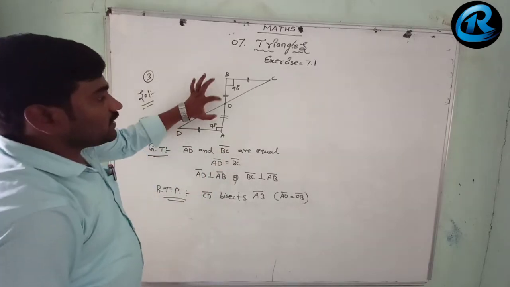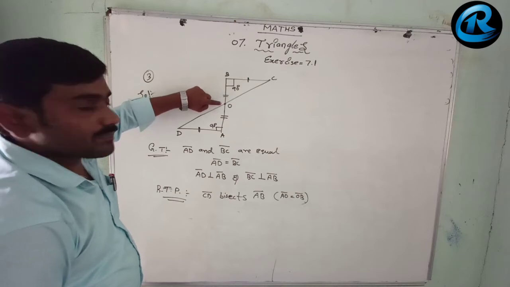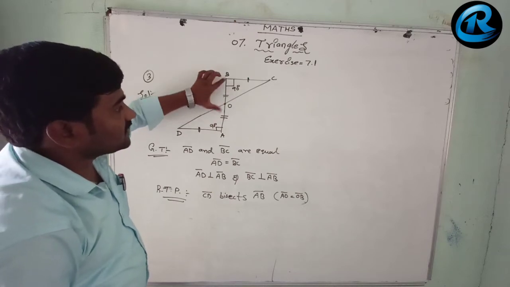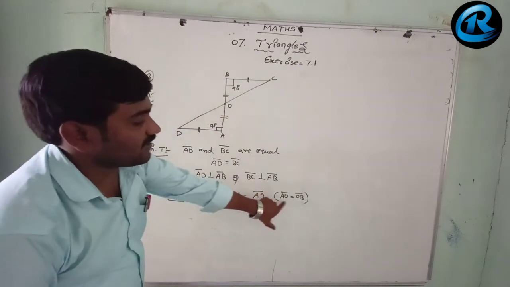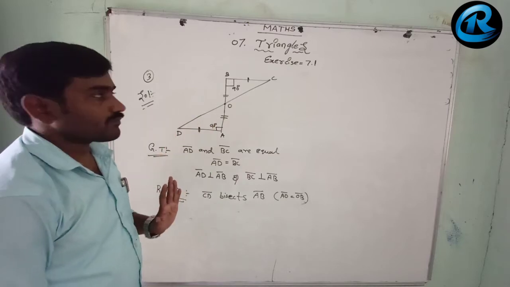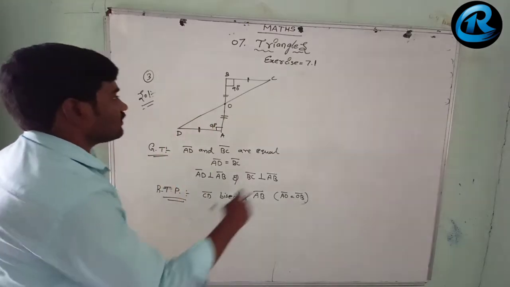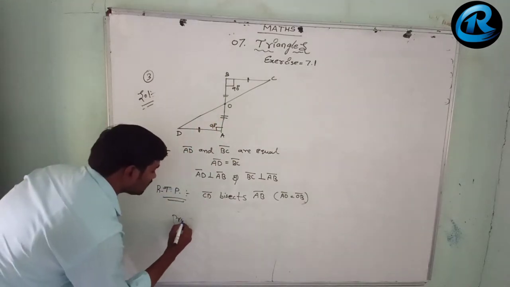When do these become equal? If CD bisects exactly at the midpoint, then these two lengths become equal, AO and BO. If these two lengths are equal, AO equal to BO, then CD bisects AB. Now we go for that proof first.